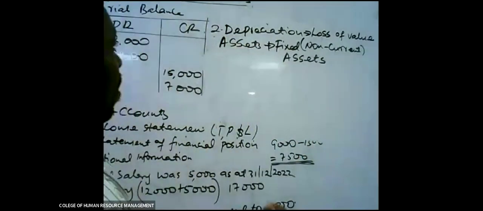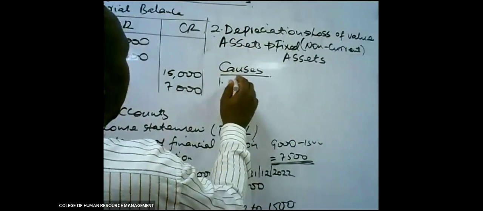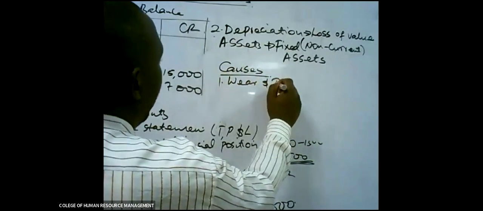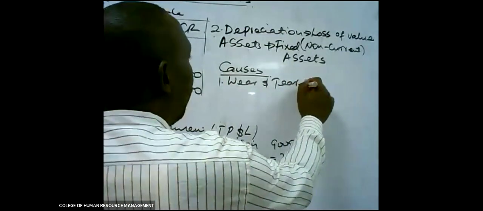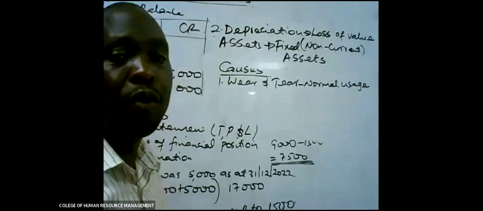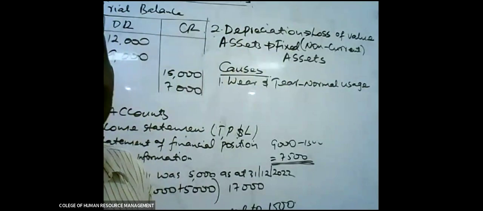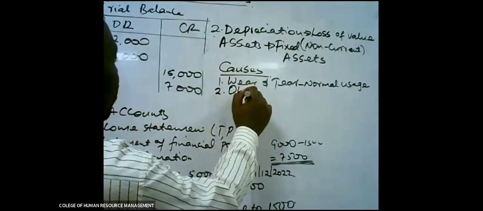Briefly, we can talk about what causes depreciation. Causes of depreciation, number one, it is what we call the wear and tear. Loss in value due to the normal usage. This is due to the normal usage. Even if you are so careful on how you use your asset, as long as you are using it, it must undergo wear and tear. It will have to lose value automatically. That is one reason. Number two, it is about obsolescence.